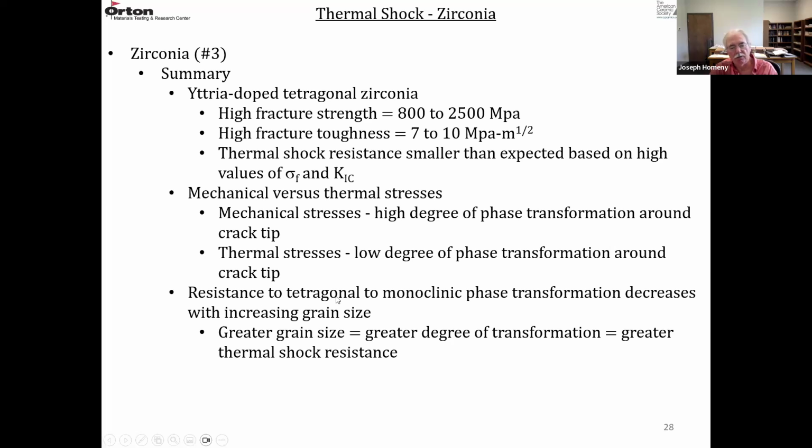So the resistance to tetragonal to monoclinic phase transformation decreases with increasing grain size. So the larger the grain size in these polycrystalline materials, the greater the degree of transformation, and that should give rise to a greater thermal shock resistance. So this is a partially stabilized zirconia with a yttria stabilizer.